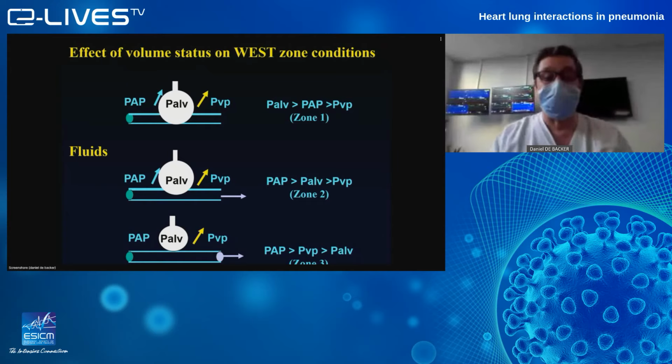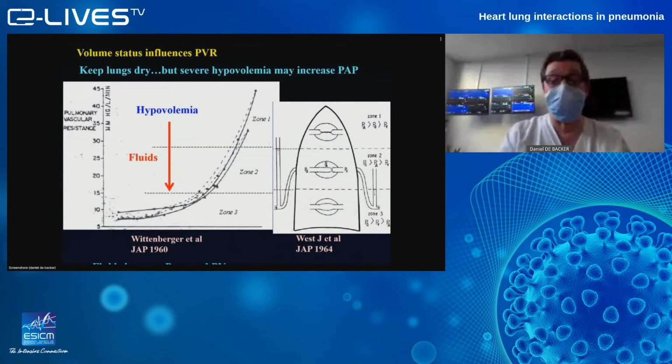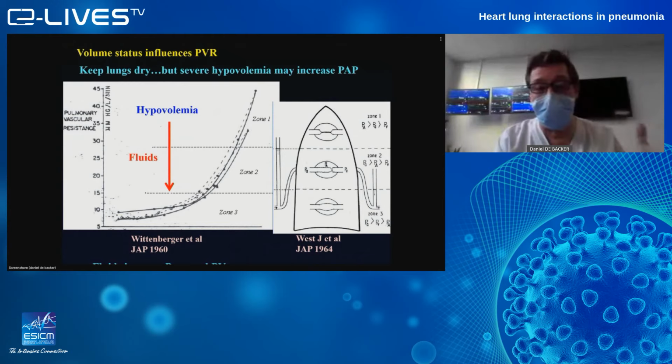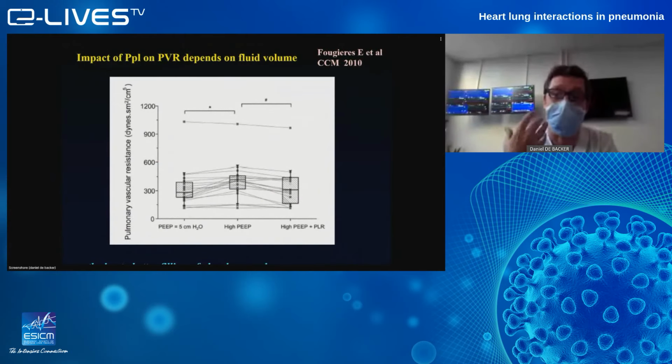So by increasing this, we will decrease the vascular resistance by decreasing zone 1, transforming zone 1 into zone 2, and transforming zone 2 into zone 3. So the net result will be that by giving fluids, we may decrease the vascular resistance in the heart. You say this is just perhaps conceptual, but it's not really conceptual. This is a very nice experiment from the group of Bicêtre, Jean-Luc Teboul and Xavier Monnet, with Émilie Fougière.